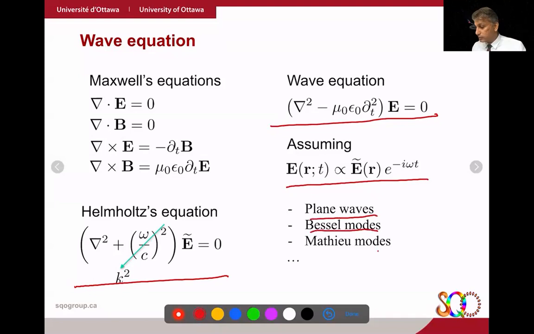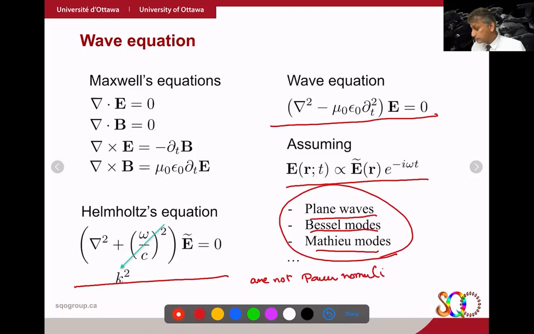But recall that those solutions are not power normalized. The issue is that if you integrate and look at the energy, you will see the energy is almost infinite over the entire space. This is a serious problem.